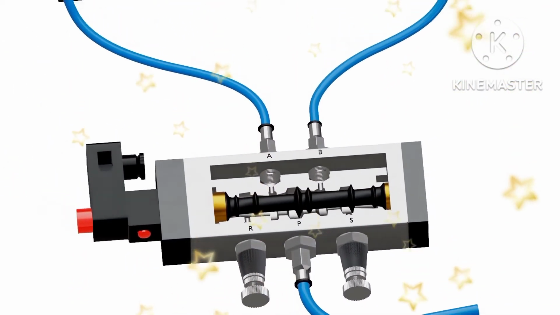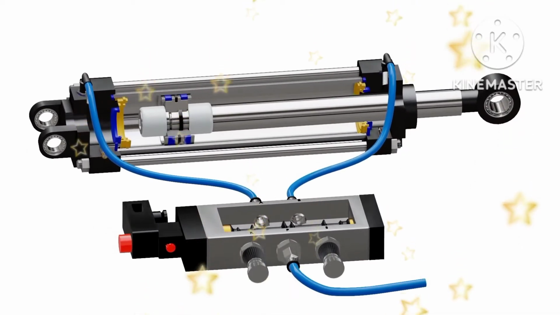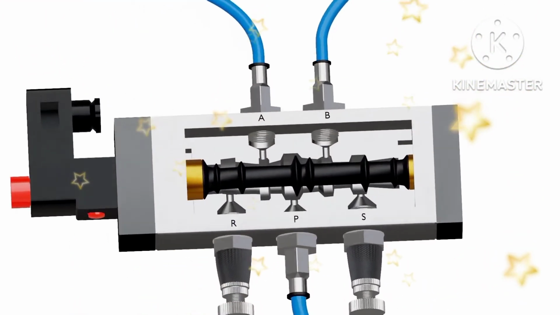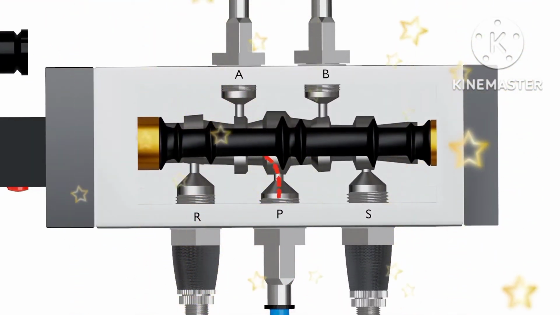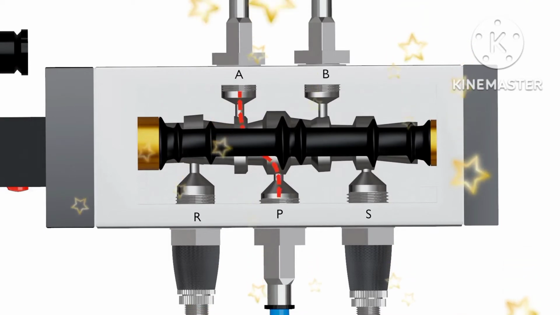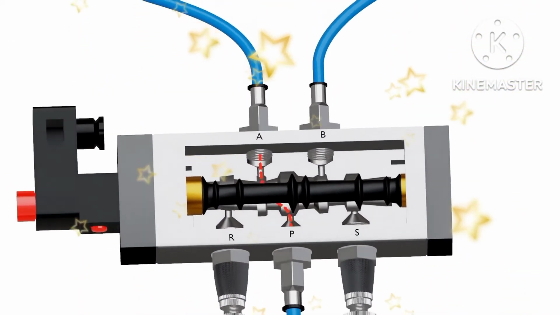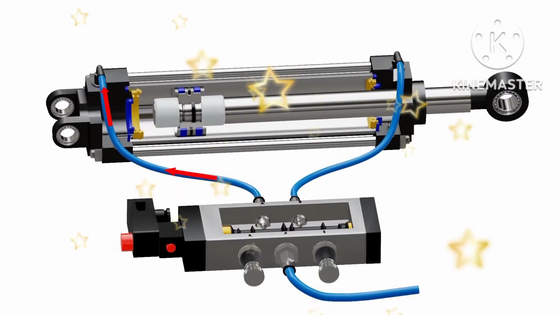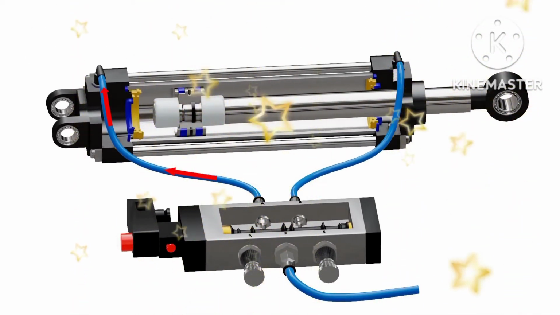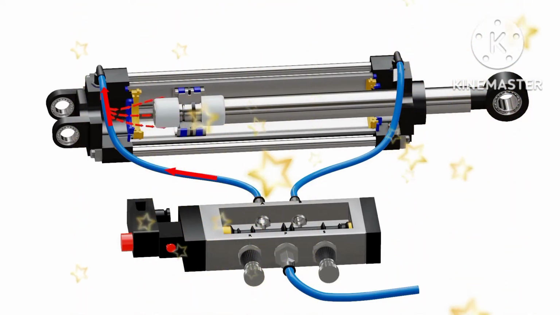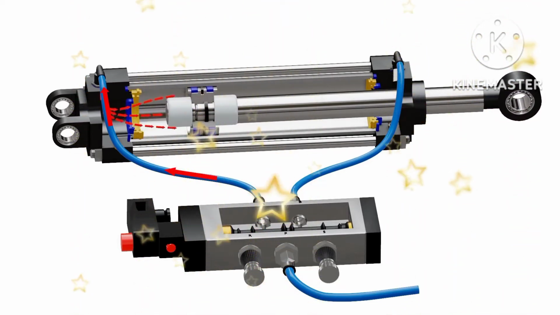Now let's understand how a pneumatic cylinder works. The compressed air is supplied through inlet port P of the valve. The valve directs air to a particular direction, which we can observe in the animation. In this case, the air is directed to port A. This high-pressure gas is then transferred to the cap end of cylinder through the pneumatic hose. This creates high pressure in the cap end of cylinder, which therefore pushes the piston towards the head end.